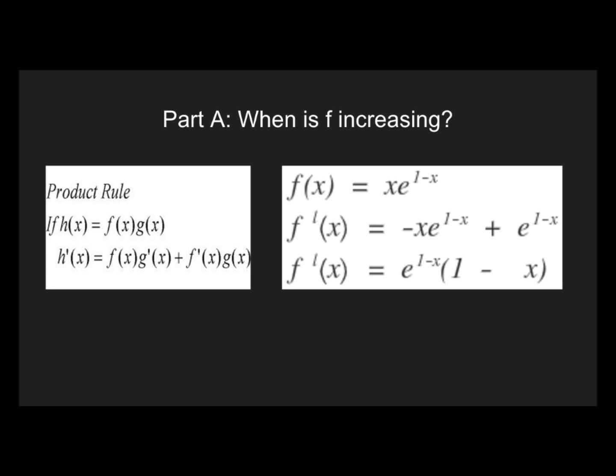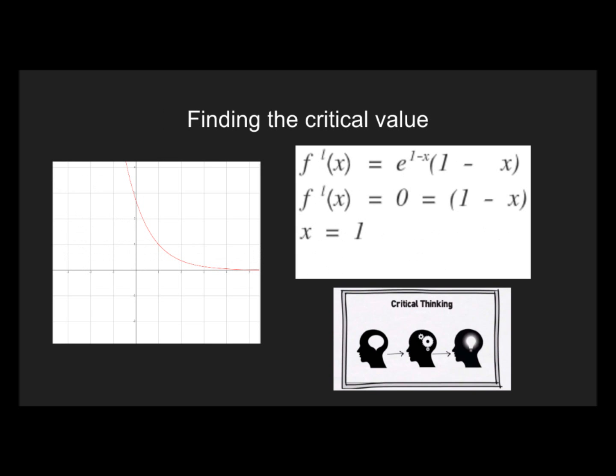The product rule is the first times the derivative of the second, plus the second times the derivative of the first, or vice versa. And when we apply this to this function, we find that the first derivative is equal to negative x times e to the 1 minus x, plus e to the 1 minus x. Now we can factor out an e to the 1 minus x, so that the first derivative is then equal to e to the 1 minus x times 1 minus x.